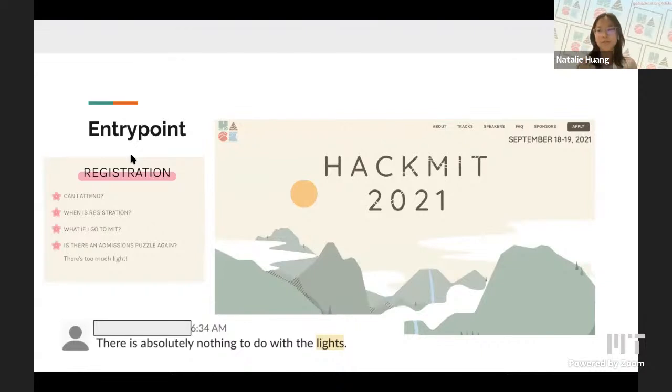The first puzzle, puzzle 0, was our entry point. This isn't officially part of the 5 puzzles, but we always hide our entrance puzzle link inside our splash landing page, which is hackmit.org. This year, we hid a hint inside our FAQ, which was that there's too much light. The intended thing this was supposed to lead you to was to click on the sun, which would take you to dark mode. But we actually had a bunch of lanterns on our site, and I think it threw a lot of people off because of all the extraneous light.